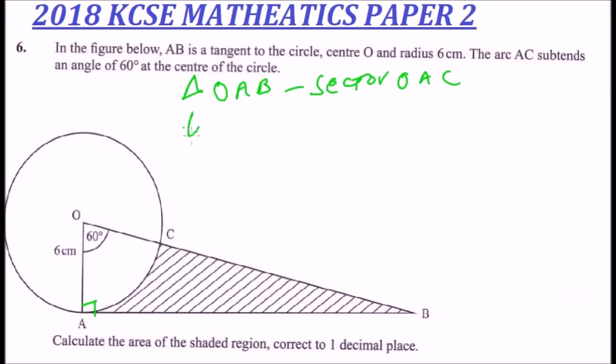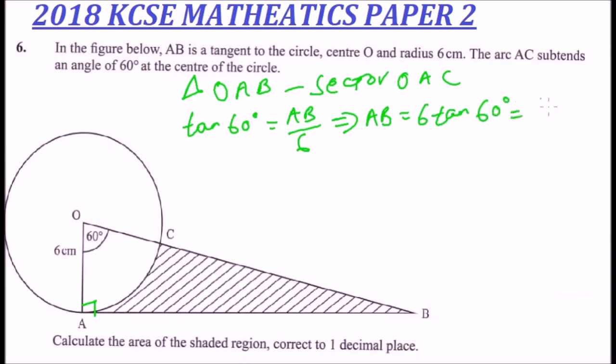so we can get AB by using the tangent. So we say the tan of 60 degrees is equal to opposite, which is AB, divided by the adjacent, which is the radius, which is 6, implying that AB is equal to 6 tangent of 60 degrees. And when you work that out using your calculator, you find that AB is 10.4 centimeters. So that is the length of AB.